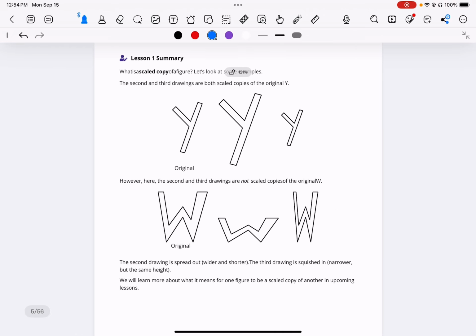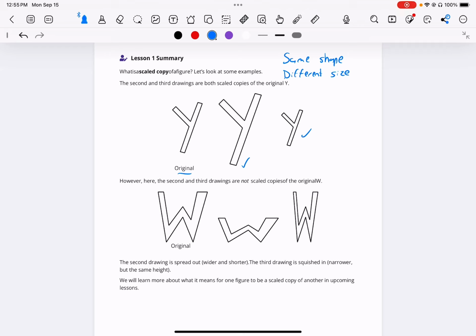So a scaled copy is an image that's the same shape, but just different sizes. So same shape, different size. So if we look at y, this is the original y. Both of these y's are scaled copies because they got bigger and wider or shorter and narrower in the same direction.